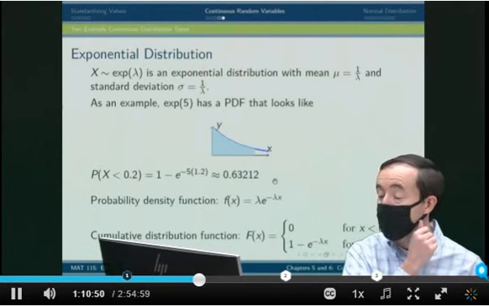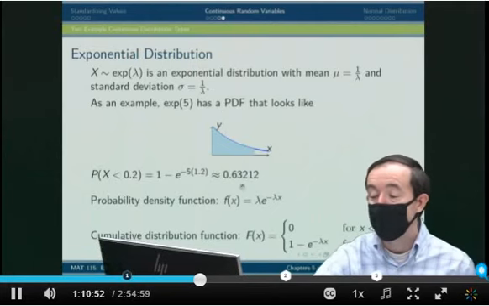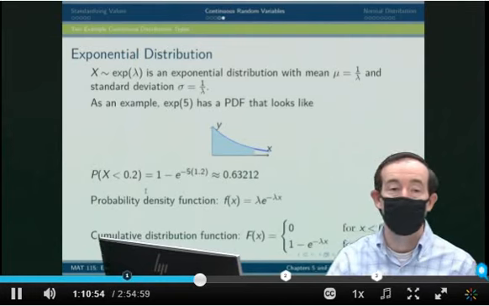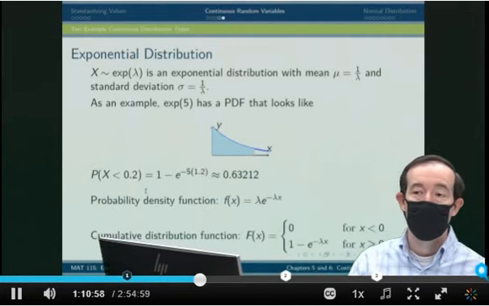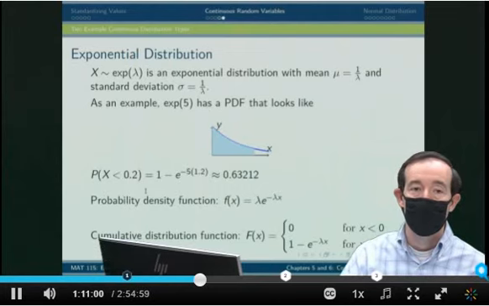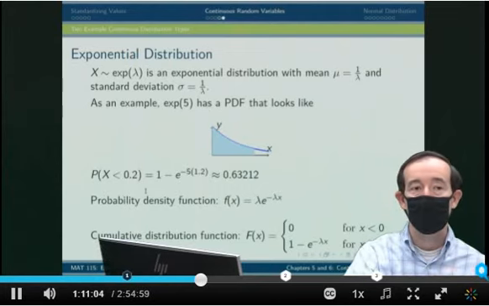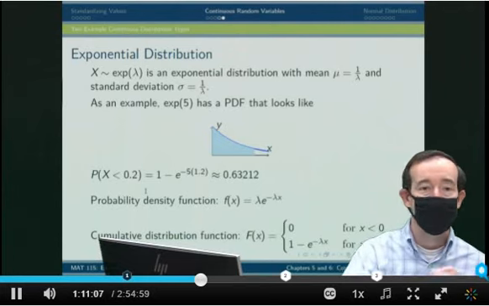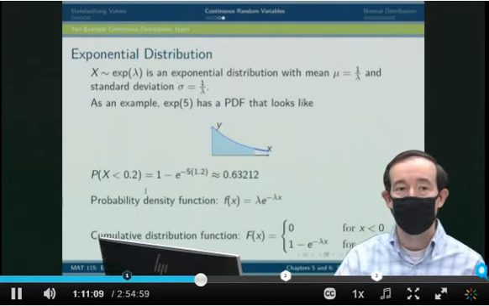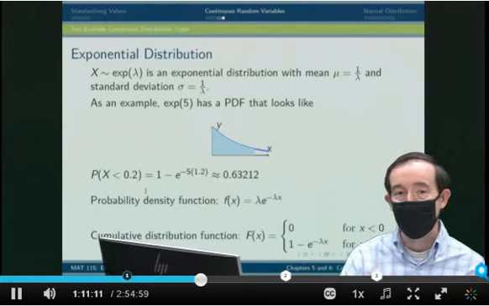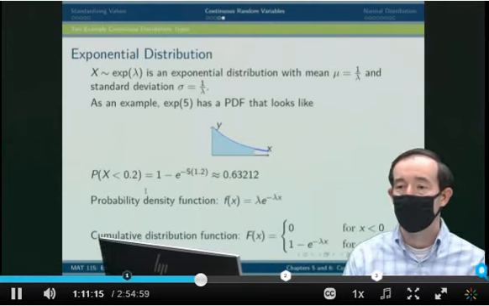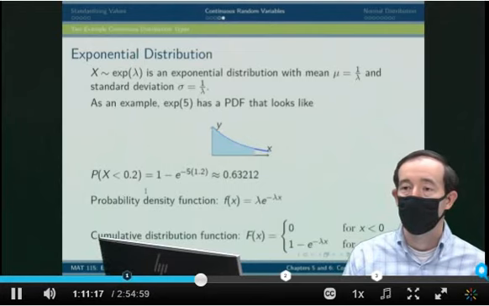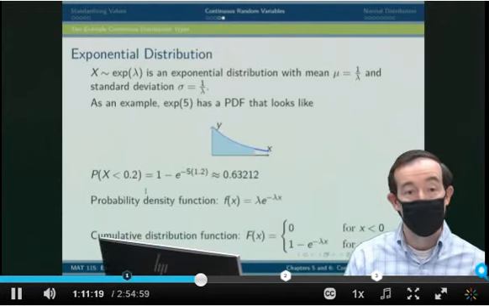This is also a good place to mention, how would this change if I said less than or equal to 0.2? Think about what that means. The difference between the probability of x less than 0.2 and x less than or equal to 0.2, the only difference is that 1 point at 0.2. And what's the probability of that single point? 0. 0, right? It's a continuous distribution.